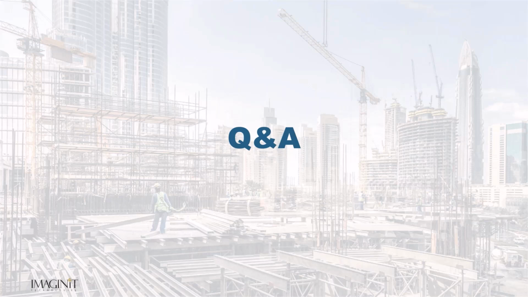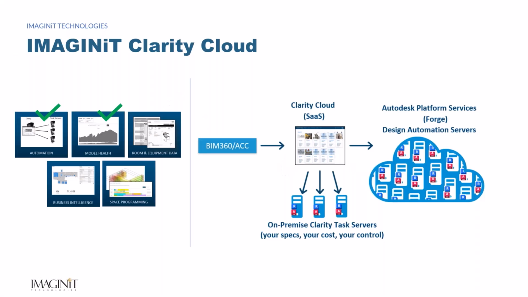Basically, one is, can you host the Clarity and task servers in our IMAGINiT Clarity cloud so that there is nothing on-premise? And then related to that, what would the benefits be of somebody who already has the on-premise version of migrating to Clarity Cloud?